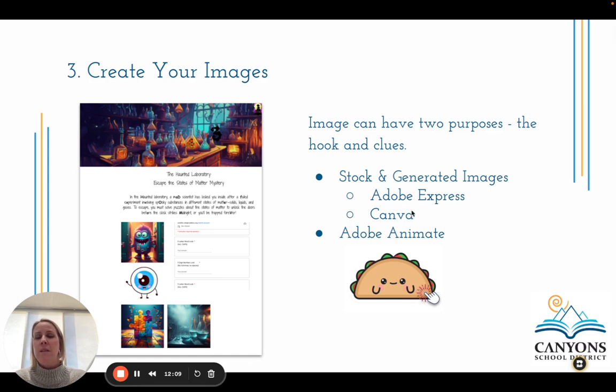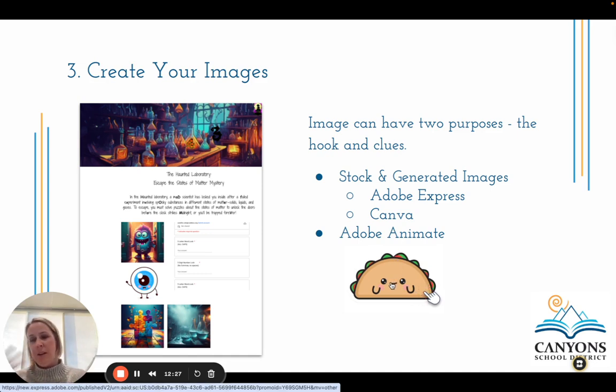The other great thing about these 2 programs is that, yes, we do have full access to them in Canyon School District just by logging in with your CSD Docs account. They have a lot of free stock images you can use as well. And then even Adobe Animate can be a fun tool to use. Maybe you make this a clue, maybe just an image. I'm going to show you Adobe Animate in just a second as well.